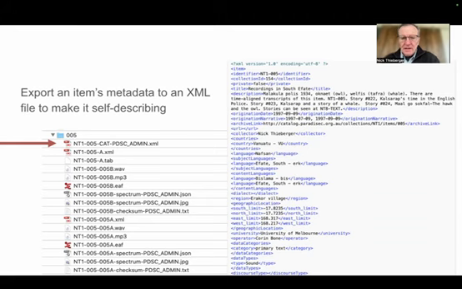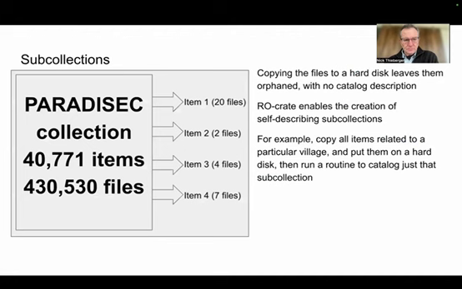So every time that catalogue entry is saved, it rewrites this XML file, which means that the items in that collection, and you can see them there, the WAV, the MP3, and so on, contain within them, within that item, the description of the item as well.